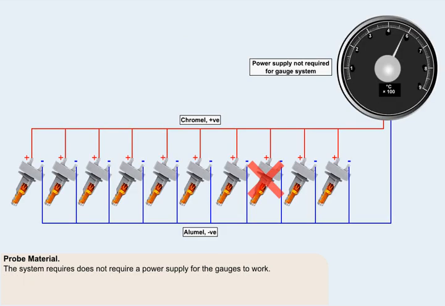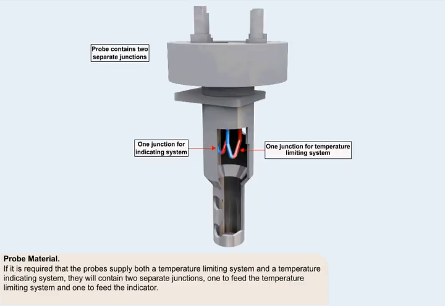The system does not require a power supply for the gauges to work. However, if the potential generated by the probes is to be used to supply a temperature limiting system, the output will need to be amplified. The power required for amplification will be supplied by the aircraft's electrical system. If it's required that the probes supply both a temperature limiting system, otherwise known as a top temperature control, and a temperature indicating system, they will contain two separate junctions, one to feed the temperature limiting system and one to feed the indicator.